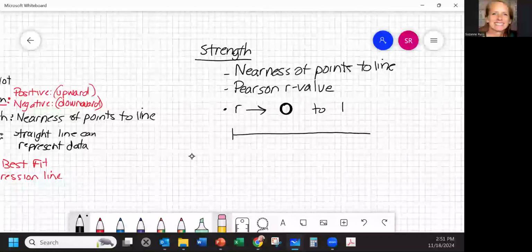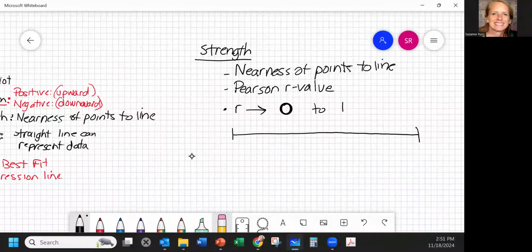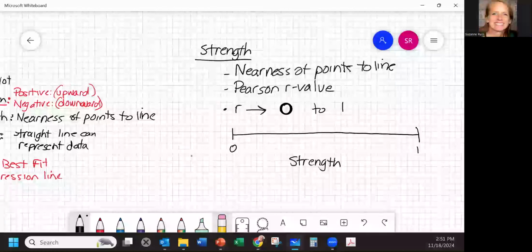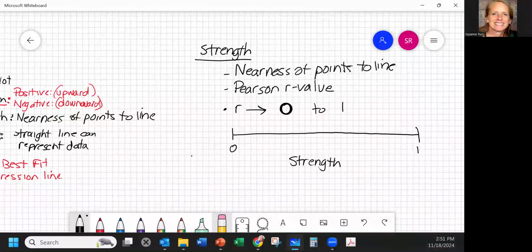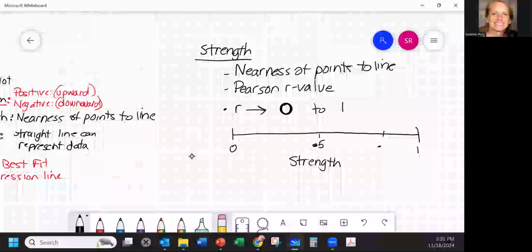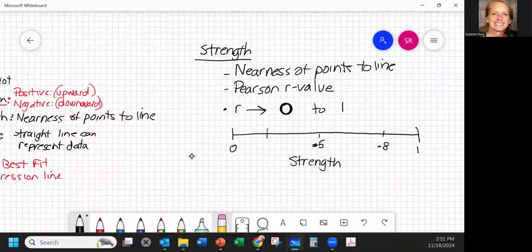So this is the continuum for strength. The lowest possible score is 0. The highest possible score is 1. It cannot go above 1. And right in the middle here, we'd have a 0.5. We'd have a 0.8 right around here. We'd have a 0.2 right around here.